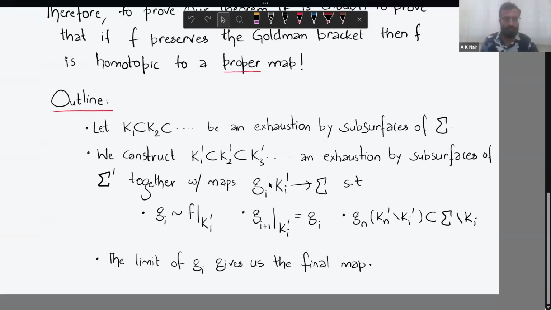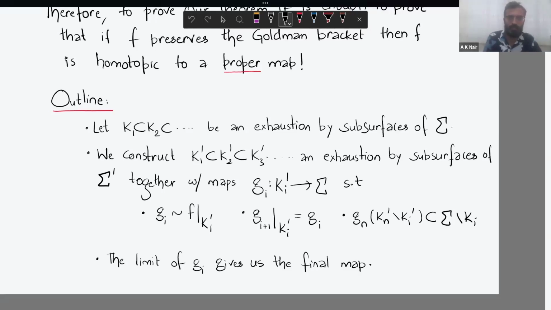Okay, so I'll just give a quick outline of the proof. Just to be clear, sigma is my codomain, sigma prime is my domain. We take an exhaustion by subsurfaces of sigma, and then we construct an exhaustion by subsurfaces of sigma prime, and together we construct some maps G_i from K_i prime to sigma such that G_i is homotopic to F restricted to K_i prime, and the G_{i+1} are extensions of G_i into the next subsurface in the exhaustion. This is the important property, because we want to construct a proper map. It says G_n of K_n prime minus K_i prime is a subset of sigma minus K_i.